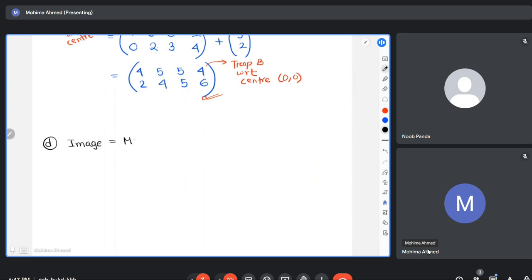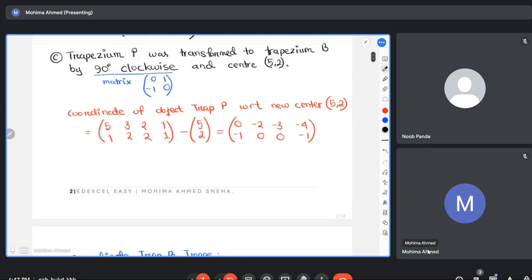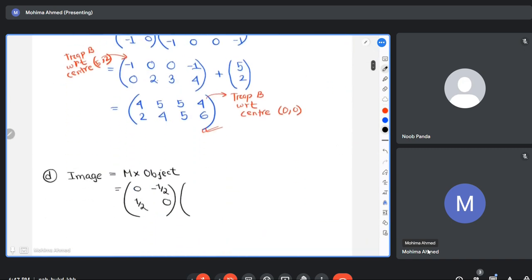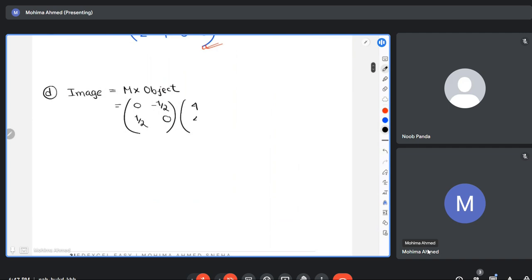Okay, the matrix was given, and the object was your trapezium Q. So the matrix was 0, minus half, positive half, 0. And you're going to multiply this with the object. I need the coordinates of Q: 4, 4, 0, 6, minus 2, 6, and minus 4, 4.